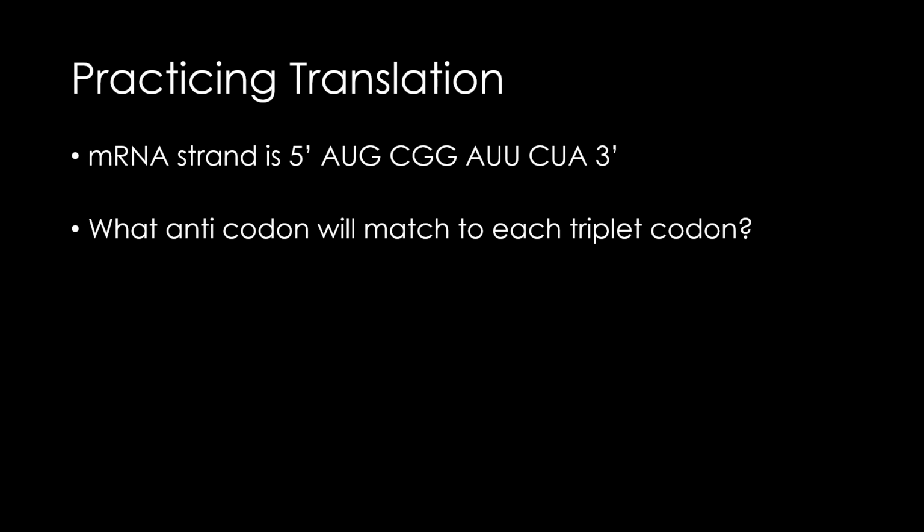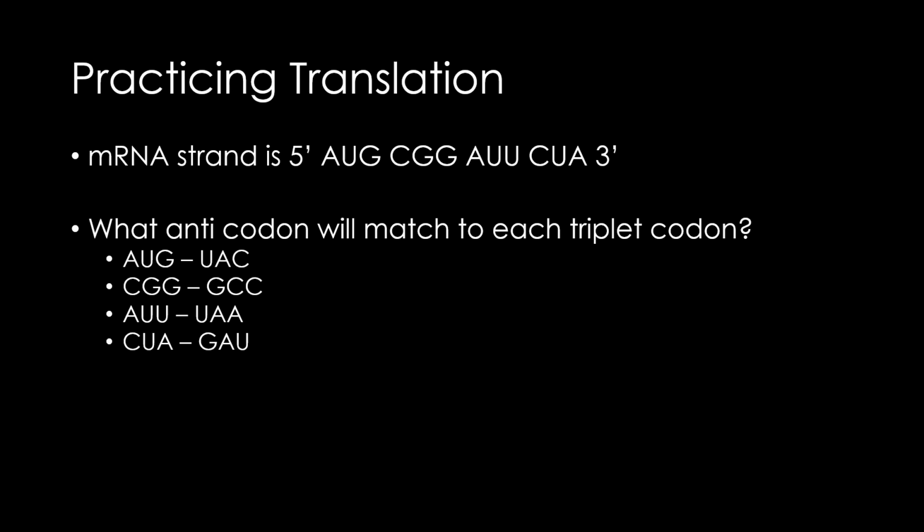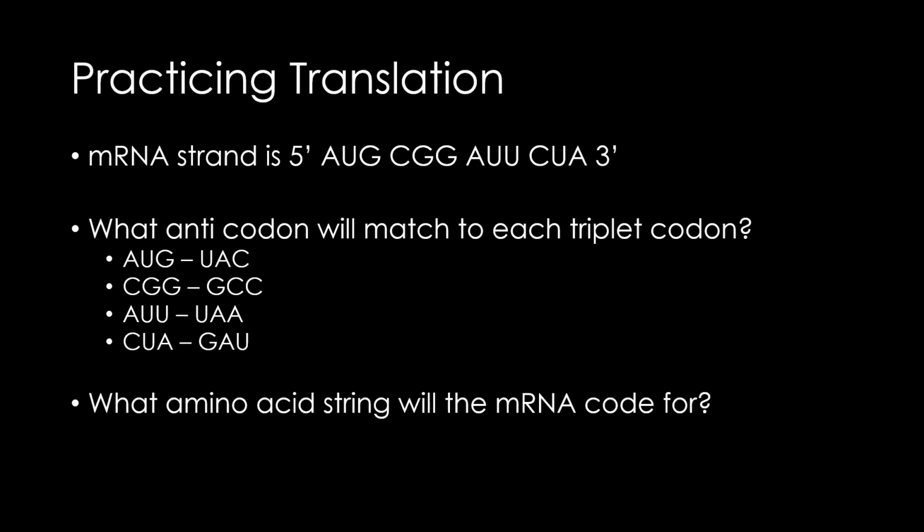Based off this, what anticodon would match to each triplet codon? AUG would match to UAC. CGG would match to GCC. AUU would match to UAA, and CUA would match to GAU. Now, what amino acid string will the mRNA code for? The amino acid sequence will be methionine, arginine, isoleucine, and leucine.